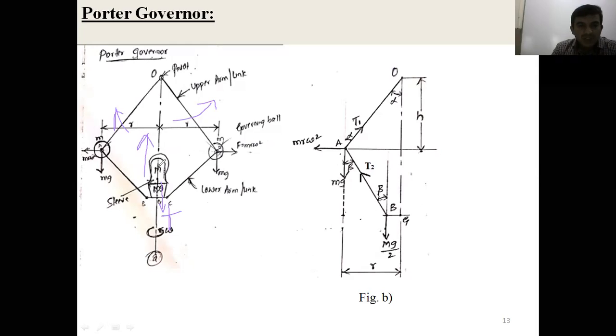So if the sleeve moves upward, the frictional force is in what direction here? Opposite to that one, it is downward, F. If the sleeve moves downward, what will the frictional force be? Frictional force is opposite to the movement, so the frictional force is upward.